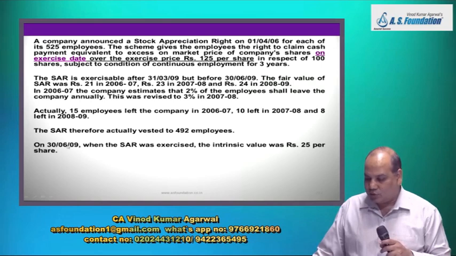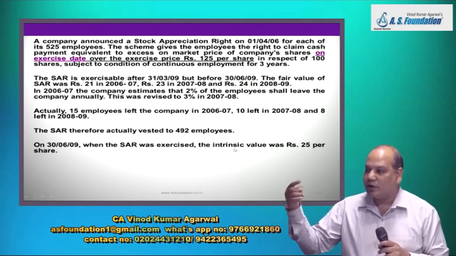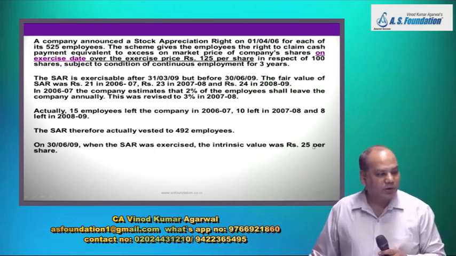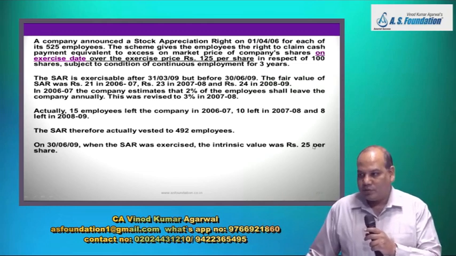Then, what is the significance of 30th June 2009? This is the date of exercise. The stock appreciation right was to be exercised. Intrinsic value is 25. Intrinsic value means the difference between market price and exercise price. So finally, what is the amount the employee will get per unit? 25 rupees.